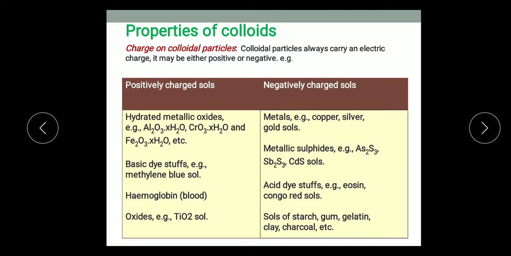Second, we have negatively charged sols, for example, metals like copper, silver, gold. Metallic sulfides, for example, arsenious sulfide, antimony sulfide, cadmium sulfide, in which the particles of the dispersed phase carry negative charge. Next is acidic dye stuff, for example, eosin, Congo red, and starch, gum, gelatin, clay, charcoal. They carry negative charge.